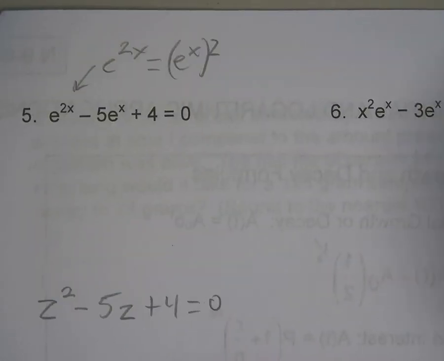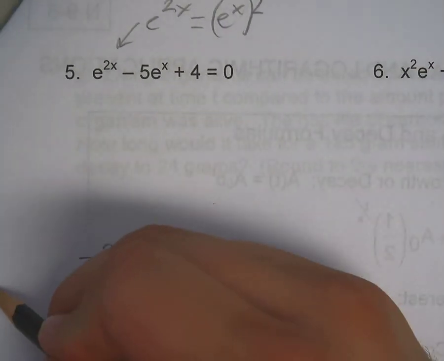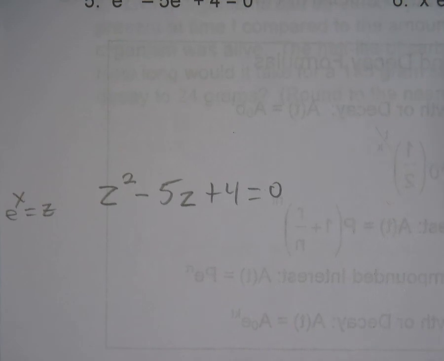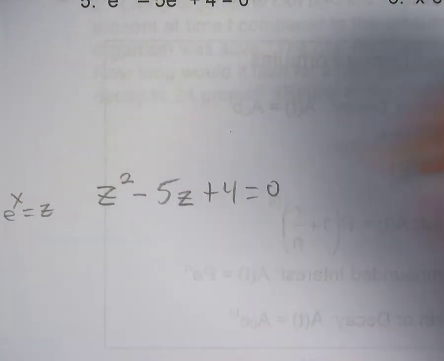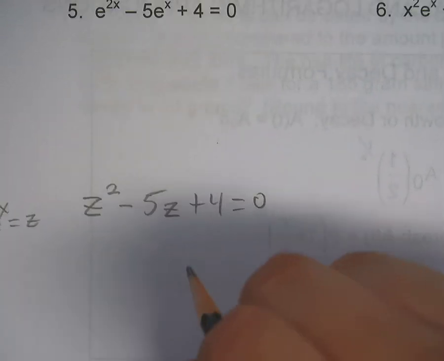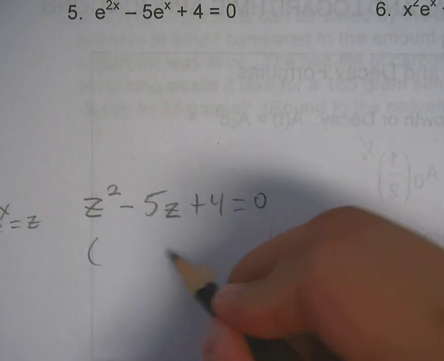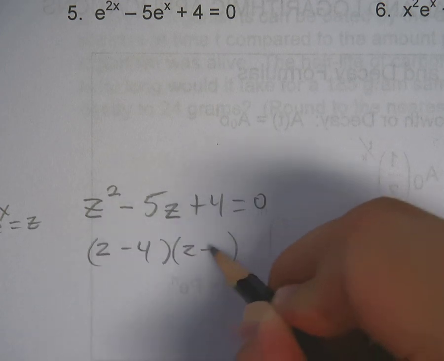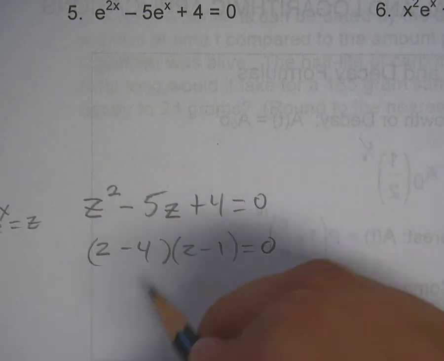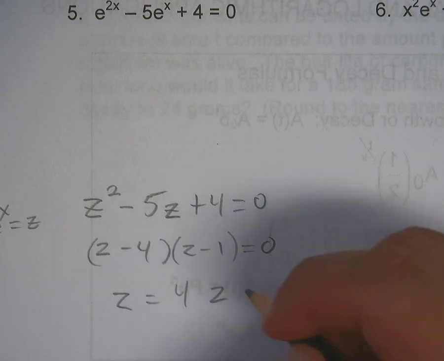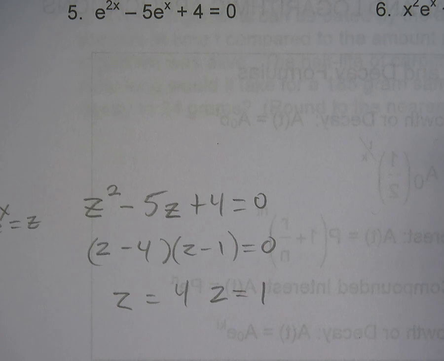And I'm calling e to the x z, right? e to the x equals z. So I'm just rewriting it here. Z's everywhere. Well, that's just a normal factoring question, because you have multiple powers of z, right? So you would factor it, and you would say z minus 4, z minus 1 equals 0. So z equals 4 and z equals 1, right?